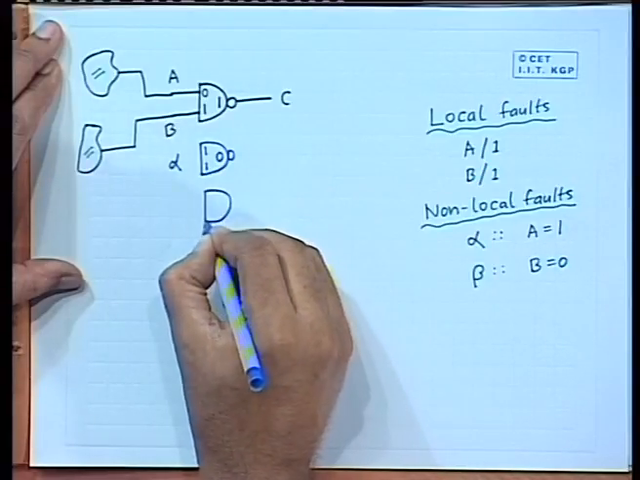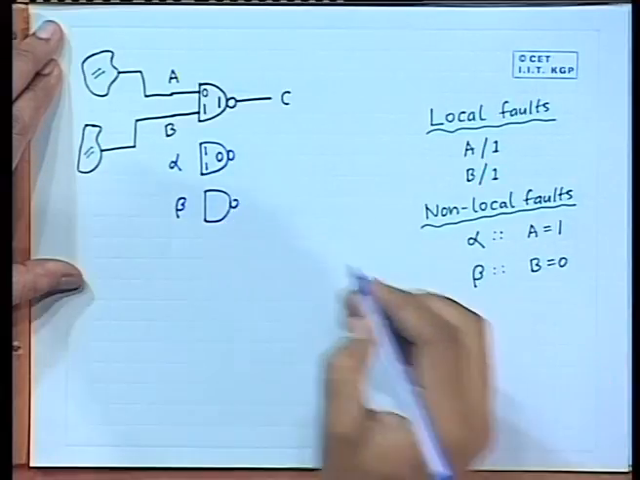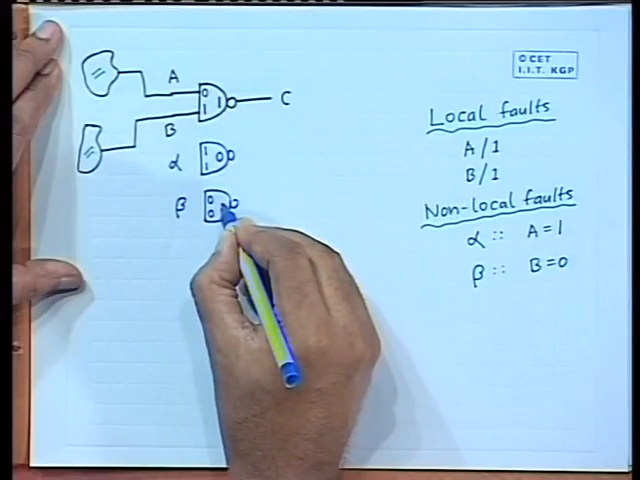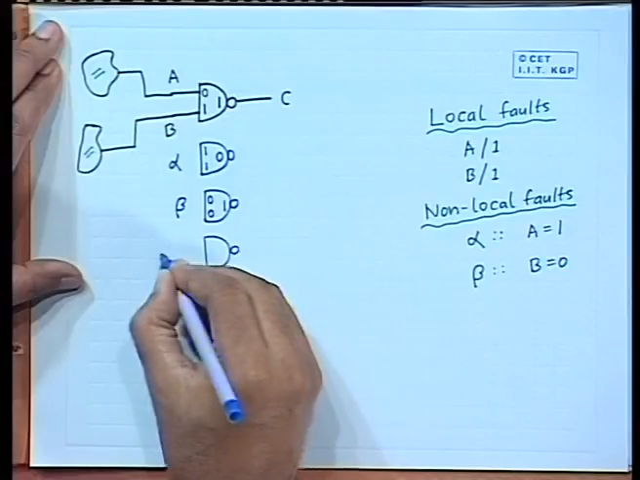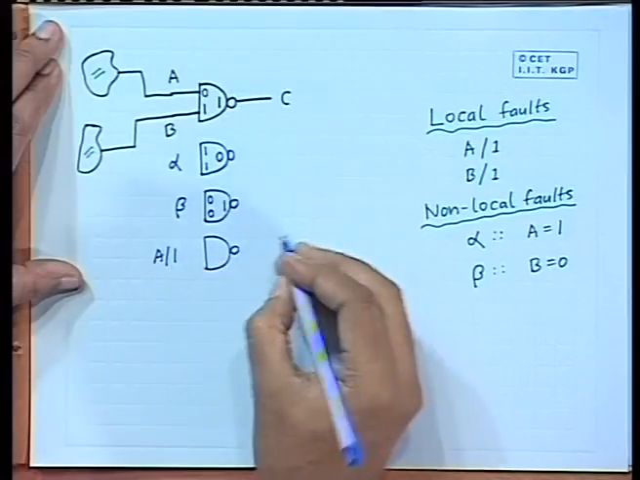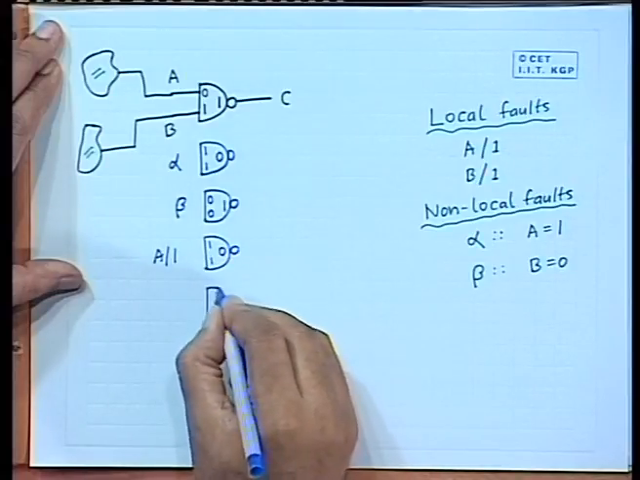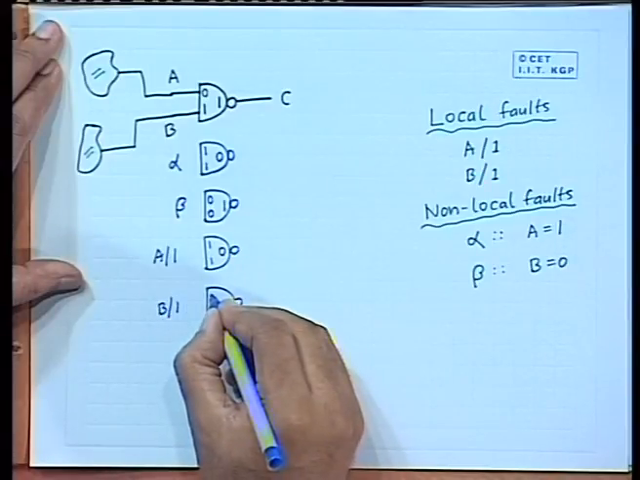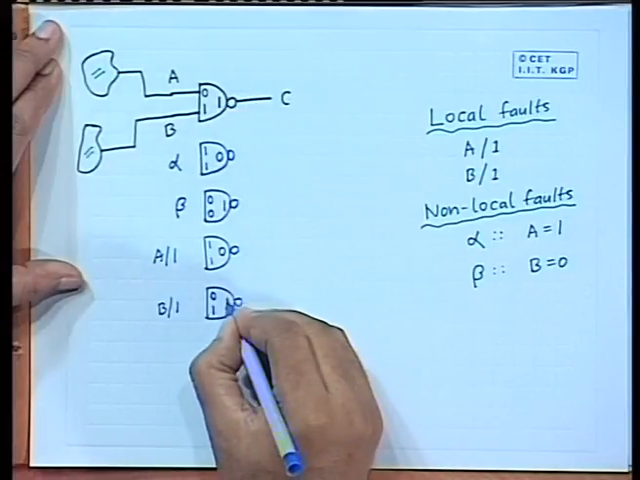Similarly, if the fault beta takes place, B will be 0. So, it will be 0, 0 and 1. And if A stuck at 1 fault is there, then it will again be 1, 1 and 0, and if the B stuck at 1 fault is there, it will remain 0, 1, 1.